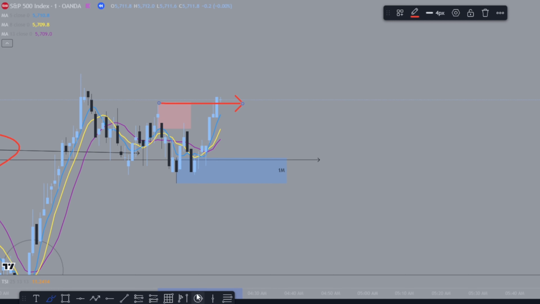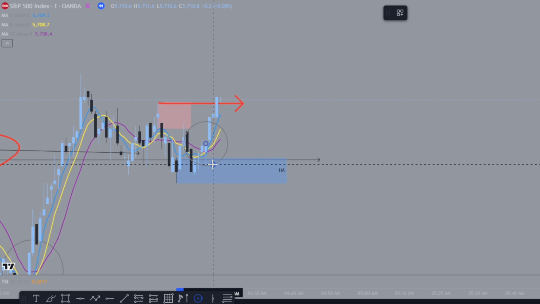I'm bringing the fib back just because I'm noticing a lot of people want me to start using the fib a little bit more, but let's just go ahead and highlight this. The reaction, MAs crossing over. Beautiful. We have everything we need. So we can go ahead and take an entry here.